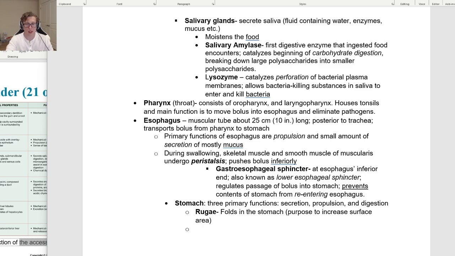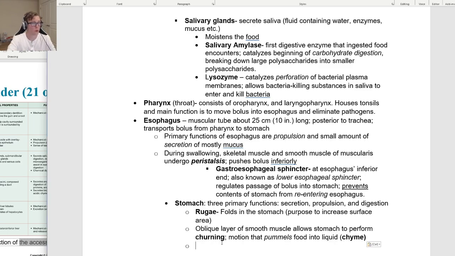Now, the oblique layer of smooth muscle allows the stomach to perform churning. This is a motion that pummels food into liquid chyme. Technically it's a bolus, not food, because remember, once food is masticated, chewed up and swallowed, it's no longer food, it's a bolus. Now, this is going to turn the bolus from that semi-moist solid into an actual liquid chyme. Think about this, your stomach is churning. It is that washing machine. It is going to be moving all of that through to assist in digestion.